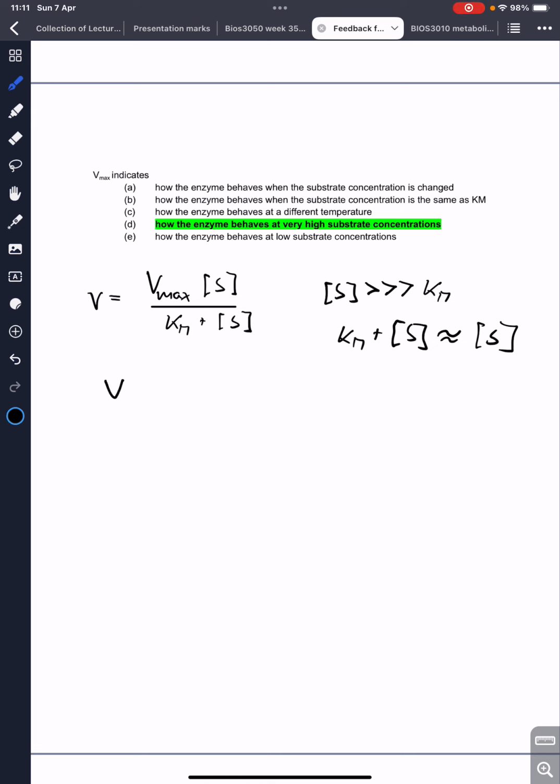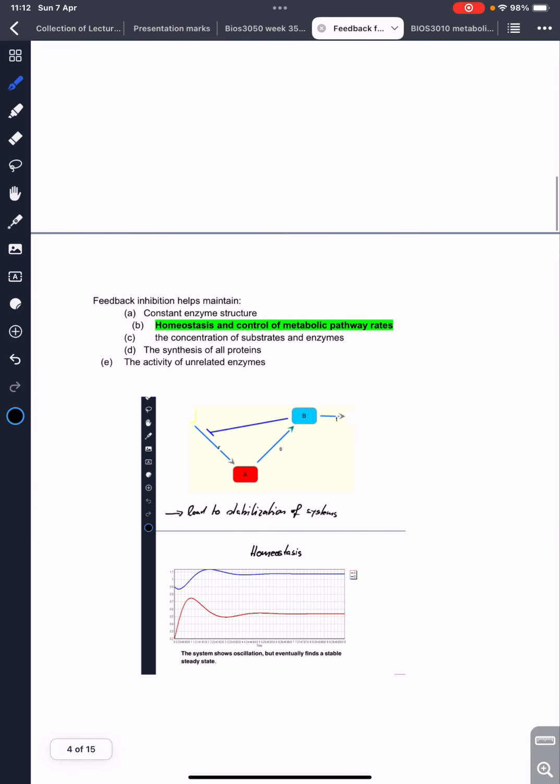And then we can write our Michaelis-Menten equation and can write Vmax times S. And instead of Km plus S, we just simply write S. So we ignore this Km because it's so much smaller than S, and we can cancel out S. So in this case, Vmax tells us how the enzyme behaves at very, very high substrate concentration. In fact, infinite substrate concentrations, but we would never reach these infinite substrate concentrations.